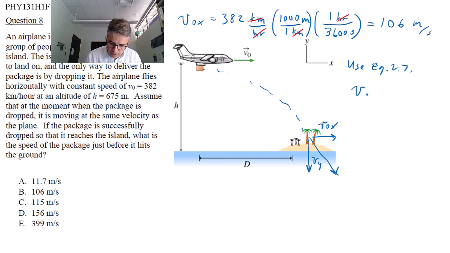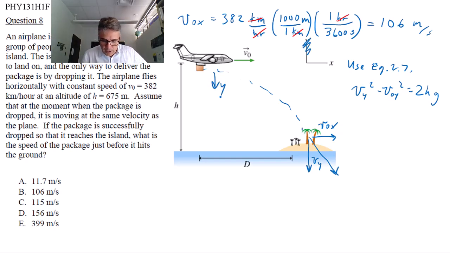Because I know vy squared minus v0y squared is equal to 2 times h times g. I'm going to actually flip this and put the y direction downwards. So okay, good. I've got vy, this one starts at rest relative to the plane. The plane's moving horizontally, so the package doesn't have an initial y component.